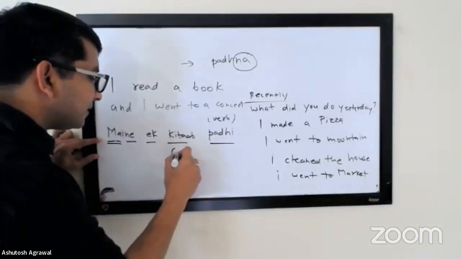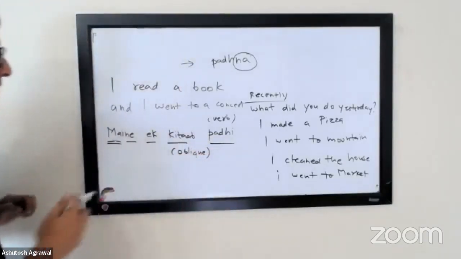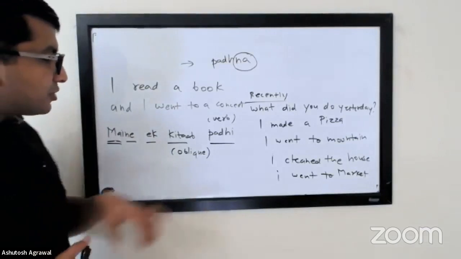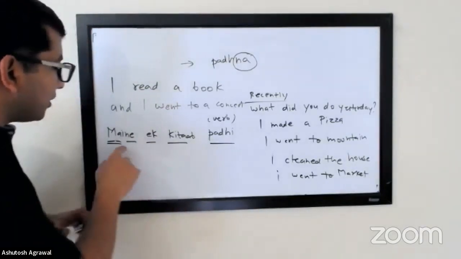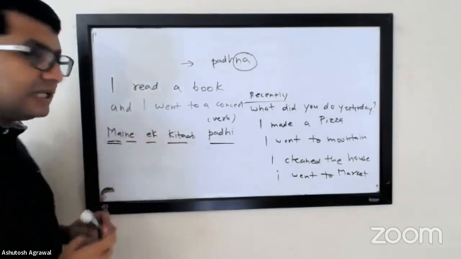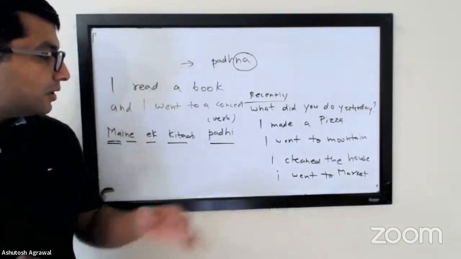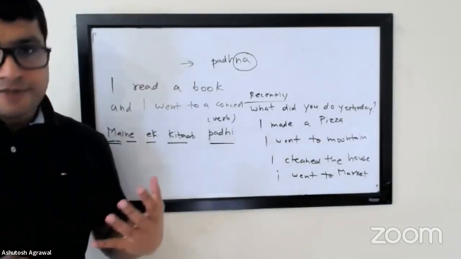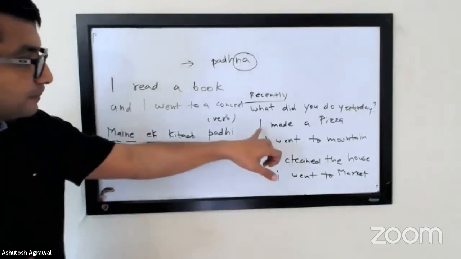So what's happening here is in the recent past, when you made the sentence, the verb conjugation is no longer going with the subject, it's going with the object. So if the object is masculine, you would say padha. If object is feminine, you will say padhi. Okay. So let's do this one.